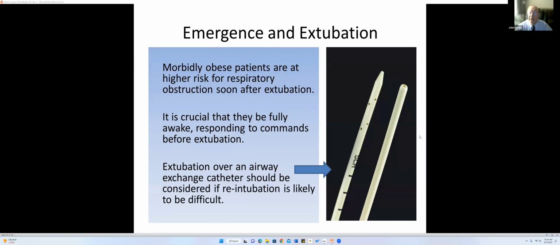Now, at the end of the case, emergence can be a challenge. Morbidly obese patients are at higher risk of respiratory obstruction soon after extubation. It's crucial that they be fully awake, responding to commands before extubation. Extubation over an airway exchange catheter should be considered if reintubation is likely to be difficult. And this catheter is something that you probably would be familiar with. You put it in and take the endotracheal tube out over it. And if you run into problems, you can reintubate over this as a guide.